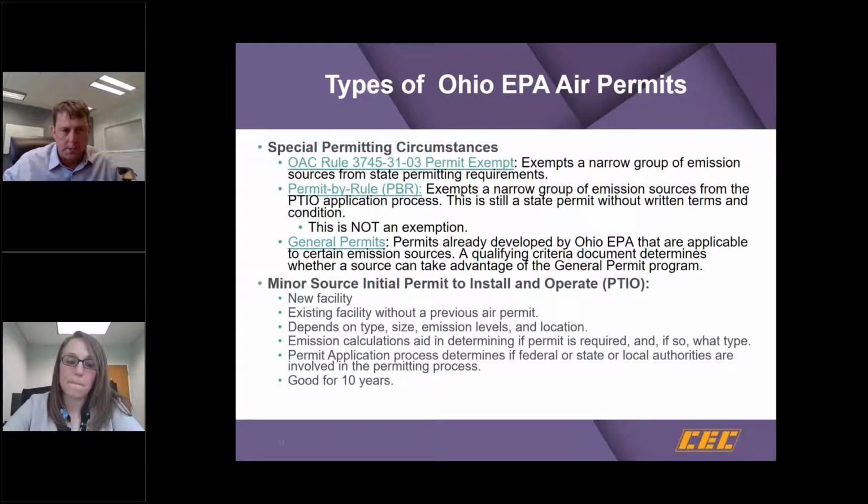And it says right here, it's going to depend on the type of facility and operation, equipment and emission sources, the size of them, emission levels, and the location. As I mentioned, the location is going to be key if you're dealing with a non-attainment area versus an attainment area, and we'll talk a little more about that too. You're going to have to do your emission calculations. They're going to help determine if a permit is required, and if so, which one is required.